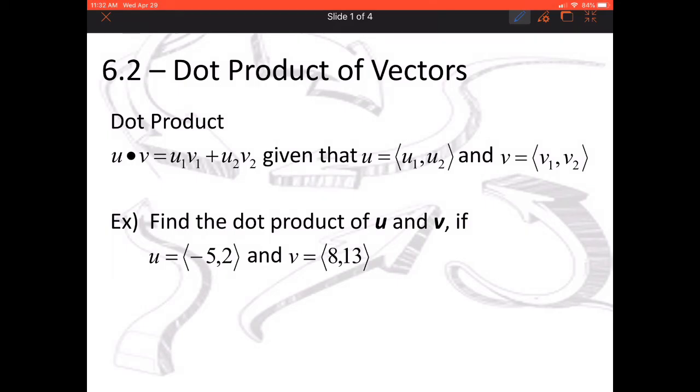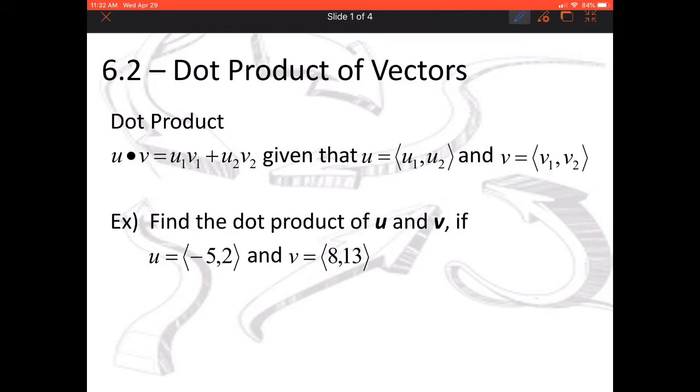In this third video for vectors, we're going to be focusing on dot product and its applications. There is such thing as a cross product as well, but we will not be doing that. You may have done that in physics. So the dot product, U dot V, is U1 times V1 plus U2 times V2. So it's the sum of the products of the first components and the second components.